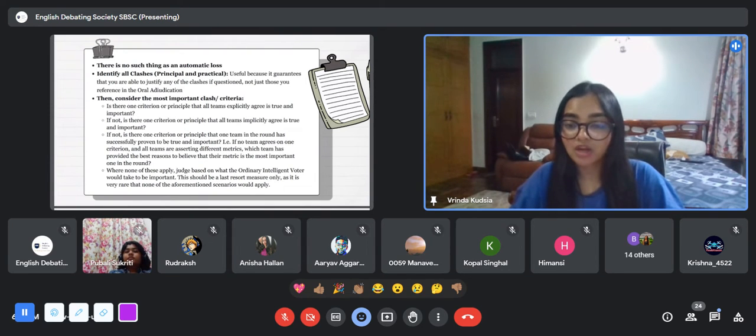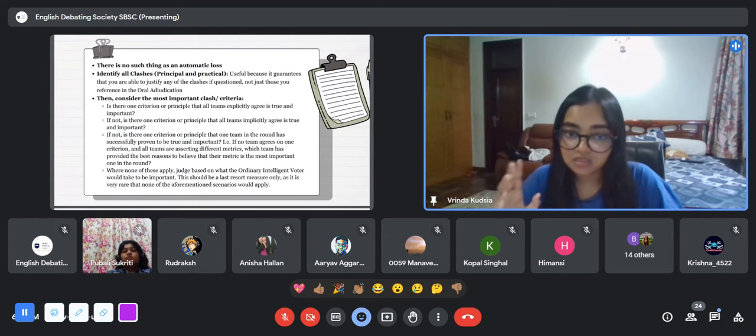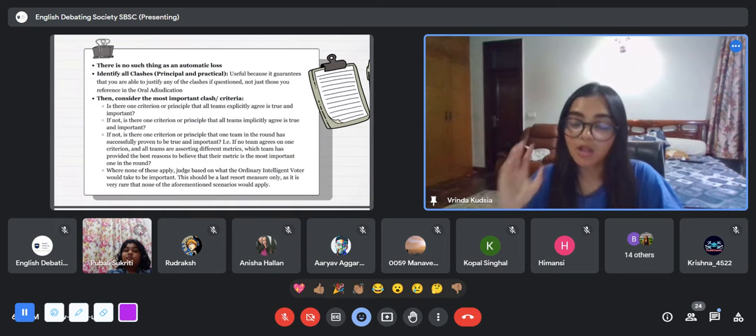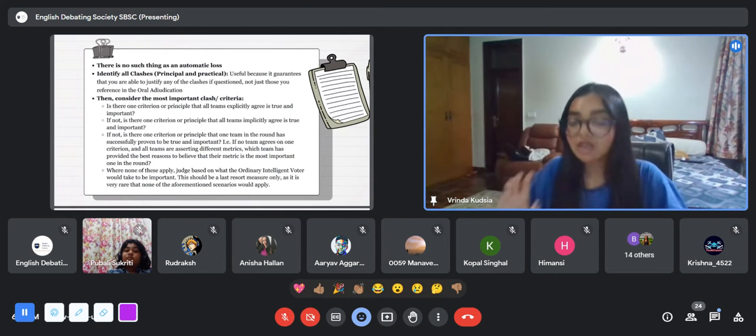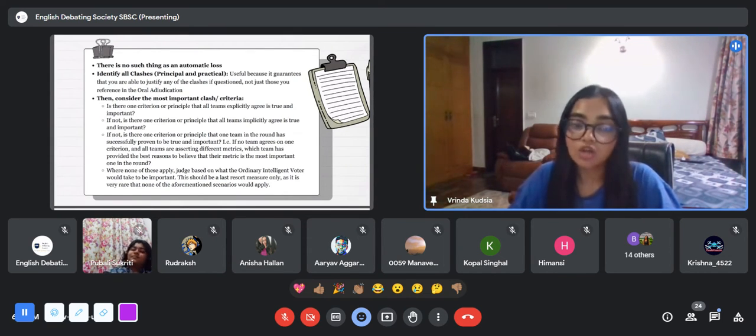That is the clash you have to prioritize within your oral adjudication, simply because teams have explicitly agreed for it to be the most important criteria or clash within that debate. Then, if that has not happened, only then you resort to step number two, which is this: is there one criteria or principle that all teams implicitly agree to be true and important? Note the first one was they explicitly agree, here they implicitly agree. This could look like teams don't explicitly say this out loud, but their argumentation, the ideas which they are trying to run, the impacts they are trying to draw, are all related to the lives of Ukrainian individuals. At that point, the implicit criteria which both Gov and Op have agreed to judge this debate by looks like the lives of the Ukrainians. So that's the second metric with which you have to judge.